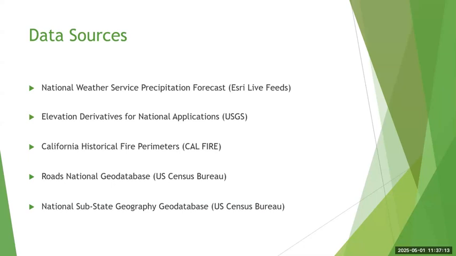It provides us with the slope layer as well as a layer with individual catchments where those debris flows can occur. We'll also use the historical fire perimeters to get recently burned areas, the roads National NHD database to see which roads are affected, and the National Substate Geography geodatabase for the county layers.